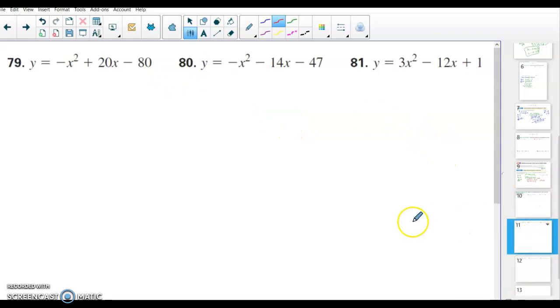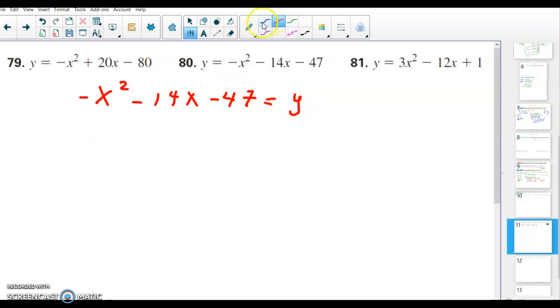So let's look at this one. What if I practice doing this one? So let's get rid of that negative sign in the front. So that's just going to present a challenge. It's negative x squared minus 14x minus 47 equals y.